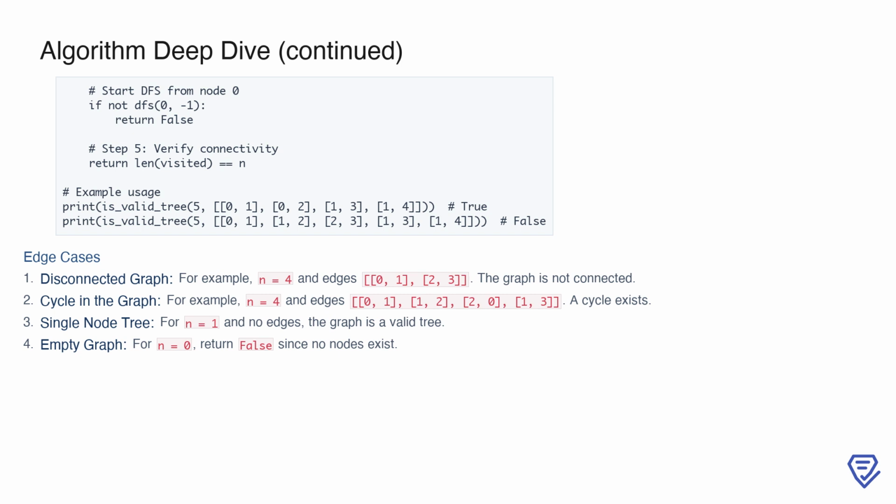Key edge cases include disconnected graphs, such as n equals 4 and edges [0, 1], [2, 3], which fail the connectivity check. A single node graph with no edges is a valid tree, but an empty graph with n equals 0 is not. These examples highlight the robustness of the algorithm in handling a variety of inputs.